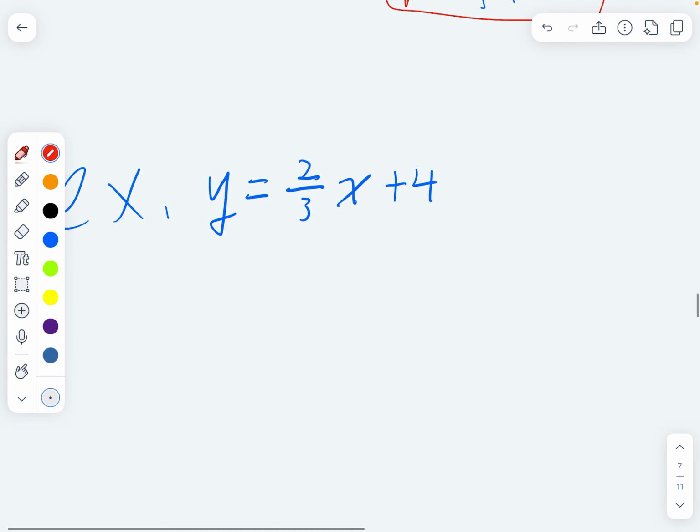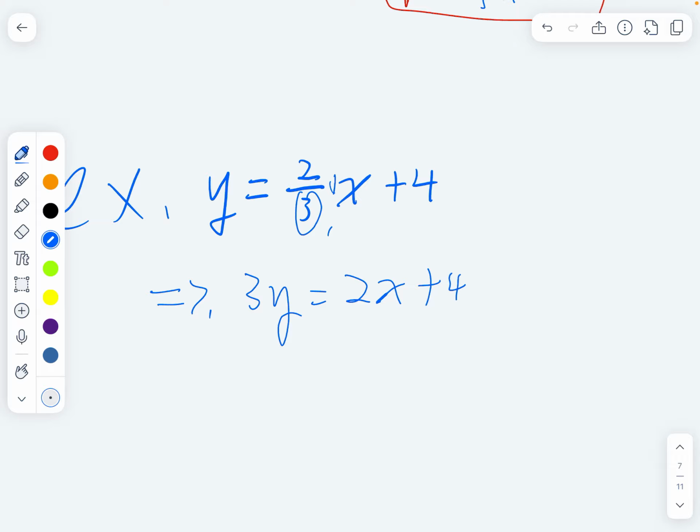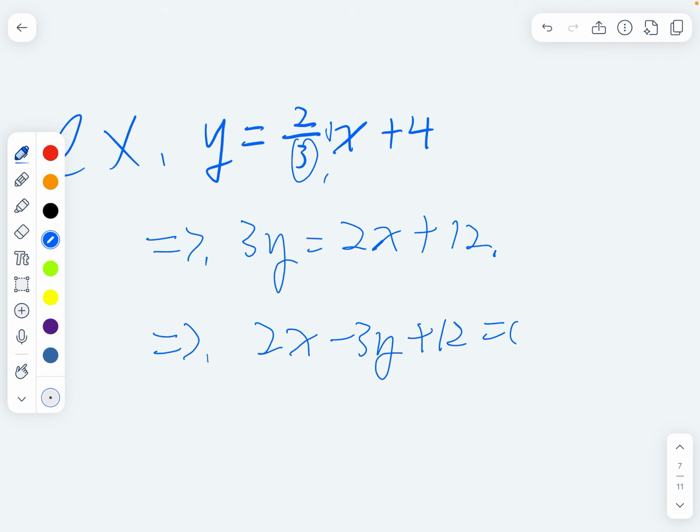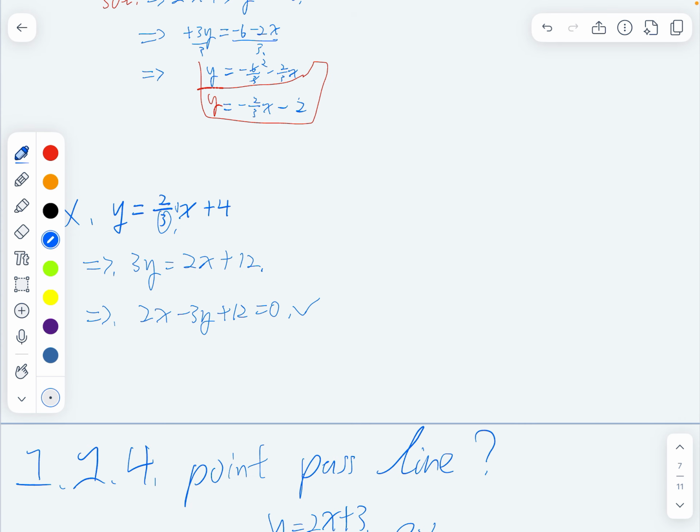Let's talk about the second one. It is transferred to the general form. So first we cancel out the 3. It will be 3y equals 2x plus 2 times 3, that will be 12. And that will be 2x minus 3y plus 12 equals 0. We are done. That's the final answer.